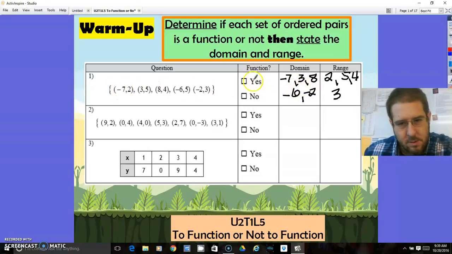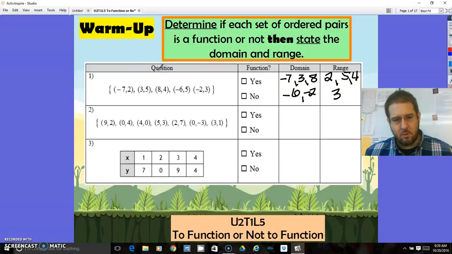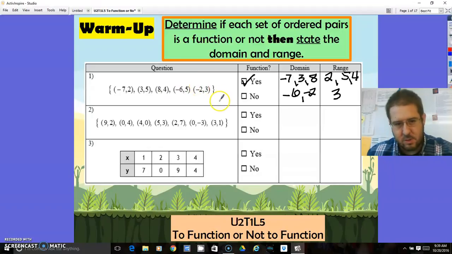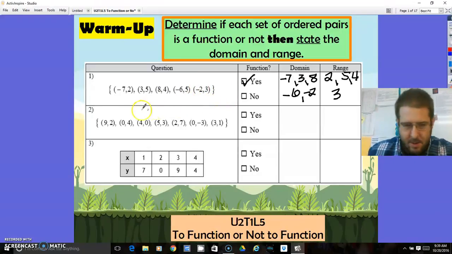So is this a function? Is this relation a function? There's 4 ways to write a relation. It can be a mapping, a table, a graph, or a set of ordered pairs. This happens to be a set of ordered pairs. I notice that all of the x's are different, so therefore this is a function because no domain has more than one range. -7 has one range, 3 has one range, 8 has one range, -6 has one range, -2 has one range. None of the numbers repeated in the x, so therefore they don't have 2 different ranges.